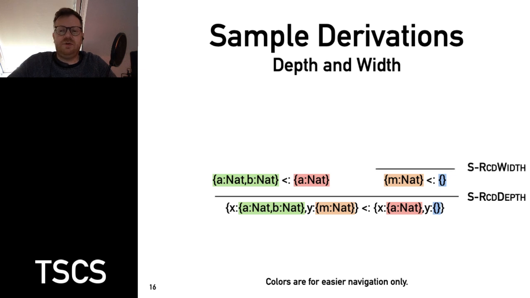So the sRCD width rule gives us that we can do this. And on the right side, the sRCD width rule also says we can do this. So we have just shown that this is a subtype of this. Why is this the case? The sRCD width rule says we can also have as a subtype a record that has more fields than the thing on the right side, but at least the ones on the right side.